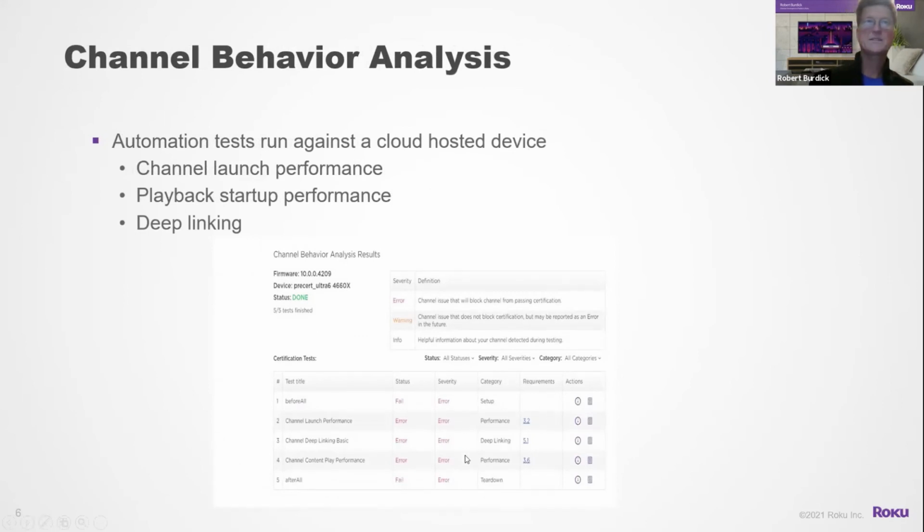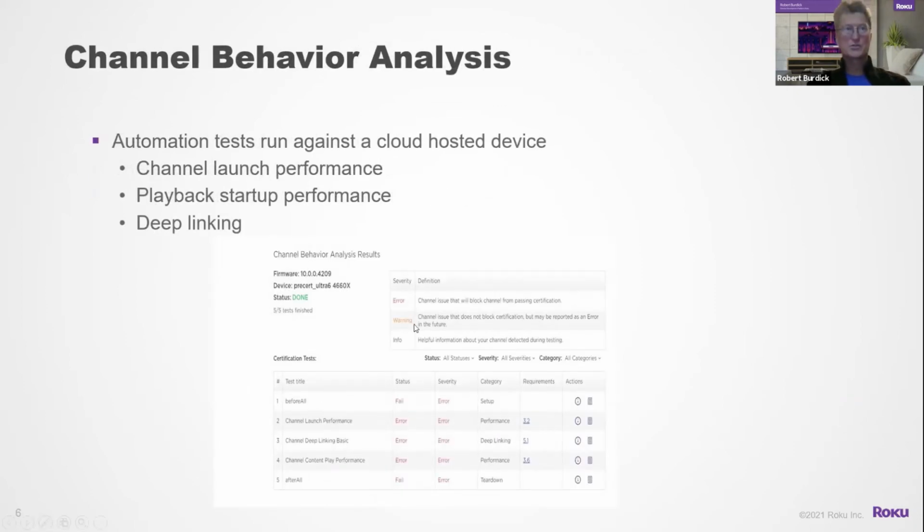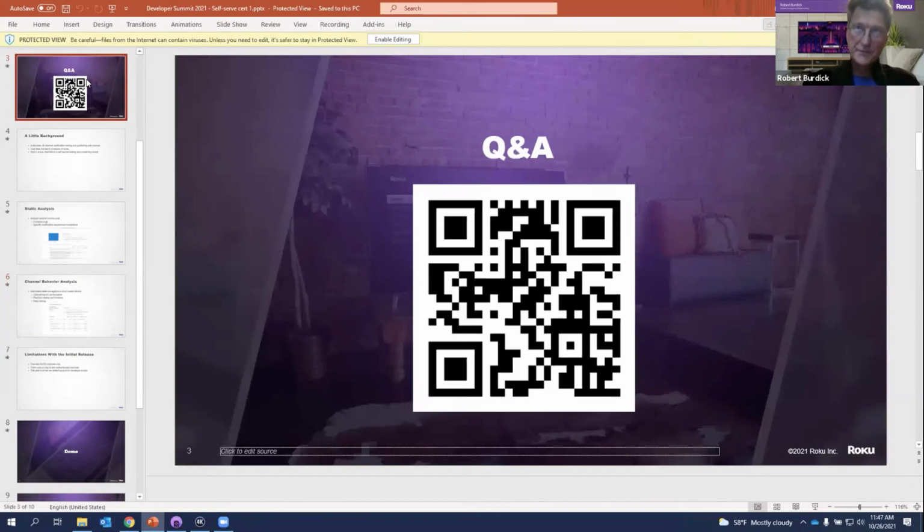Of course, your channel would pass. This is a test case of my own that failed. But similar to the static analysis testing, you'd see the test results for all of the tests that ran against your channel. All right, so that's a basic overview of CBA and how it works, and specifically the emphasis on the developer sign in and sign out script functionality. And I think, Jonathan, we're now ready for questions.